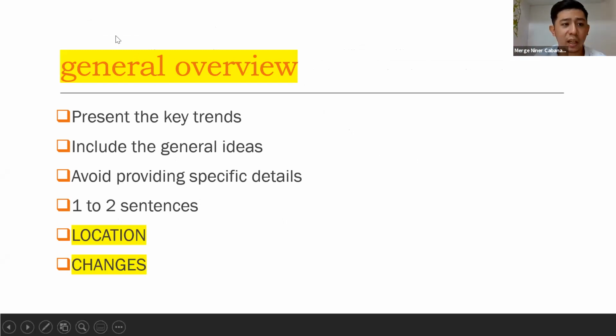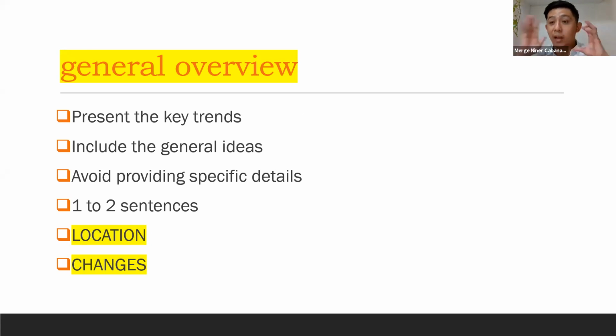So general overview. We're done with the first part of the introduction. Now, the second part is the general overview. The general overview is where we present the key trends. When you say key trends, what are the changes made? What are the generalizations we can make? So general overview is very similar to a conclusion.